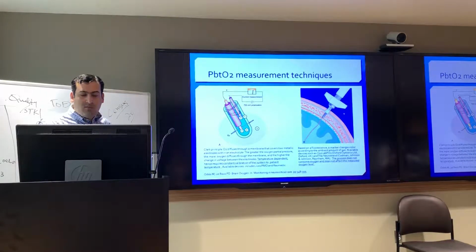And there are devices that work with fluorescence. More oxygen changes the color. We don't use that. Some ICUs use that device. The advantage of this one is that it does not use up oxygen, whereas our own devices consume oxygen to measure it. So there's some factor that is difficult to predict that may affect your measurement, because you're measuring something that you used to measure.